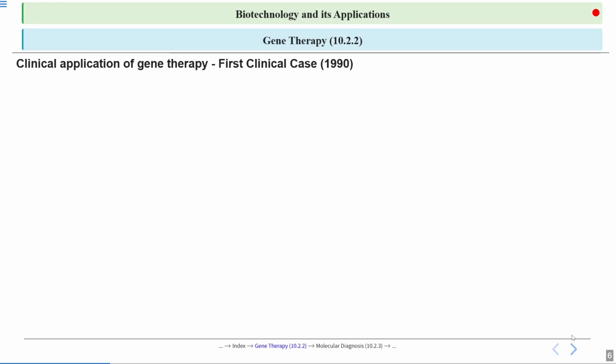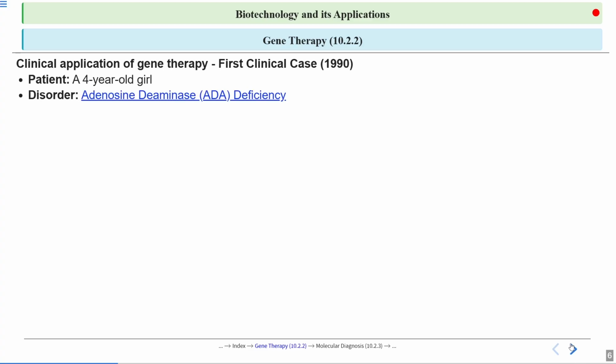So, clinical application of gene therapy. The first time we used gene therapy clinically on a human happened in 1990. Who was the patient? The patient was a 4-year-old girl. And what was the disorder? What was that girl suffering from? She had adenosine deaminase deficiency.